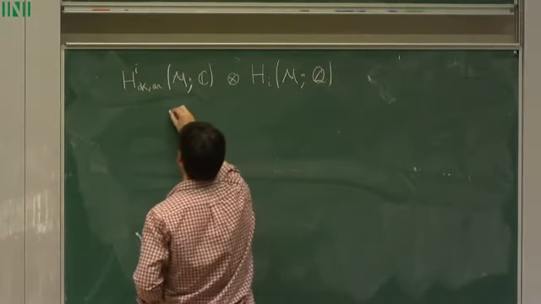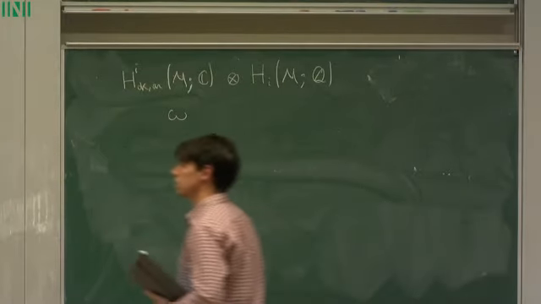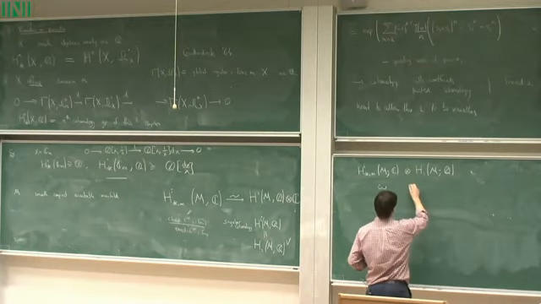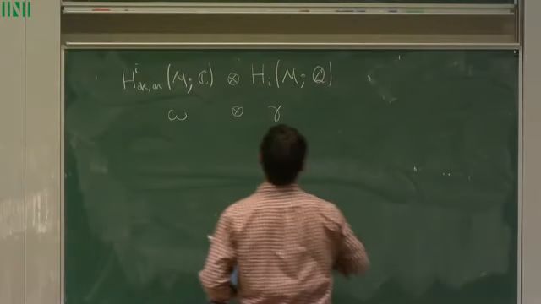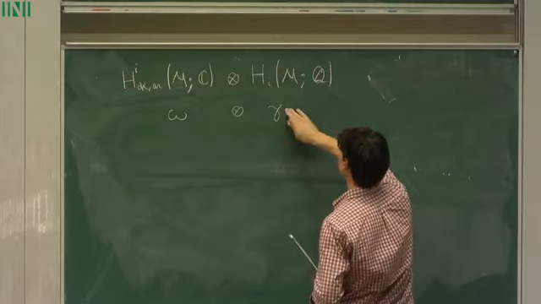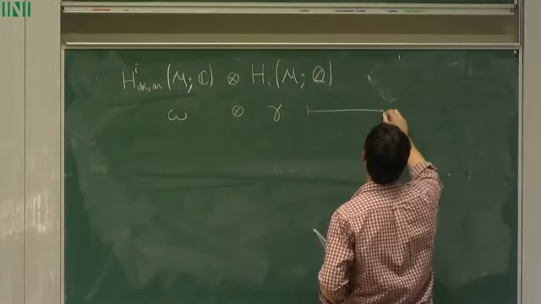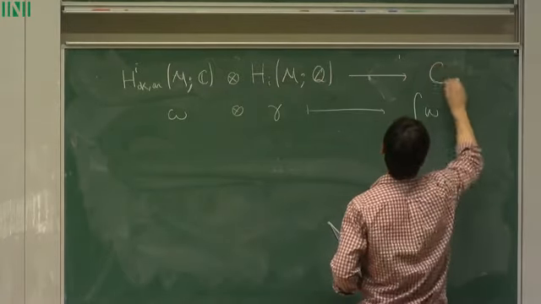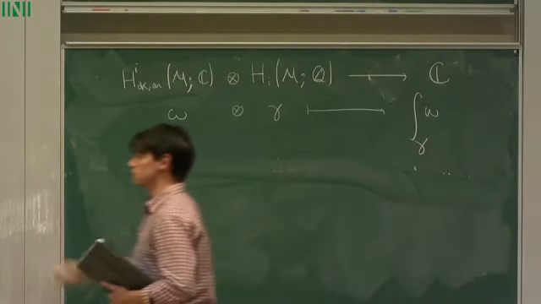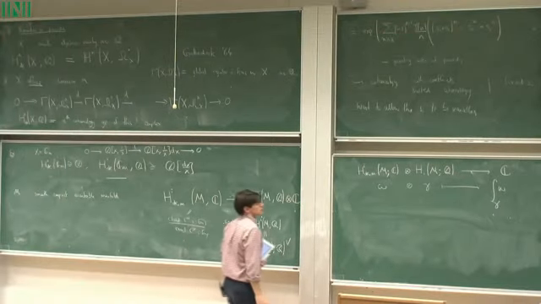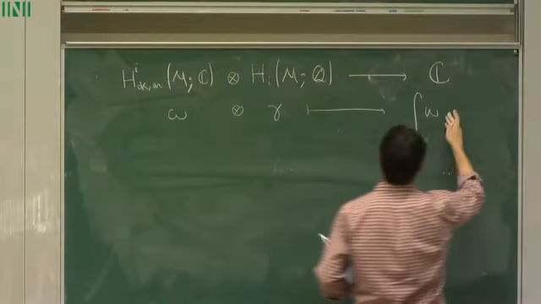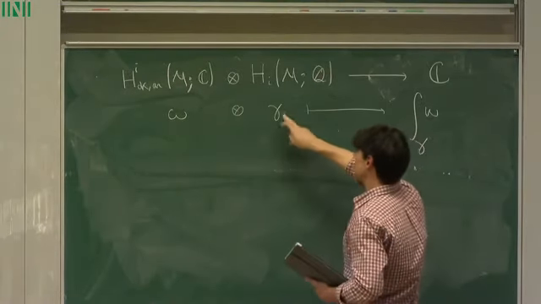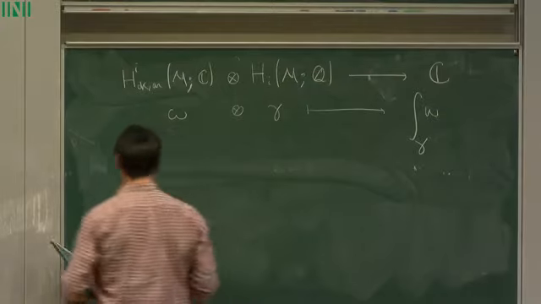So you take a closed C infinity i-form here, and you take a closed topological chain of dimension i, and you can simply integrate omega along gamma. And the observation, due to de Rham in his thesis, is that this makes sense: it only depends on the cohomology class of omega and the homology class of gamma because of Stokes' theorem.